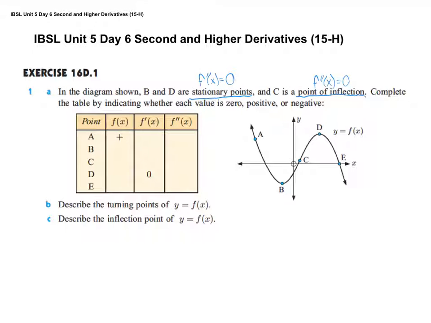Now let's look at the different things that we have here. First of all, with the original function. The original function is simply our position. Are we above or below the x-axis, or are we on the x-axis? That's what the positives and negatives tell us. So at A, obviously we're above the x-axis. At B, we are below, so that's negative. At C, we are above. At D, we're above. And at E, we are on 0, on the x-axis.